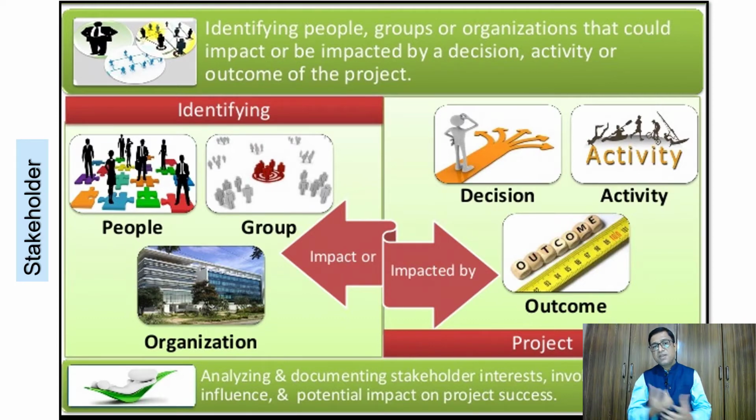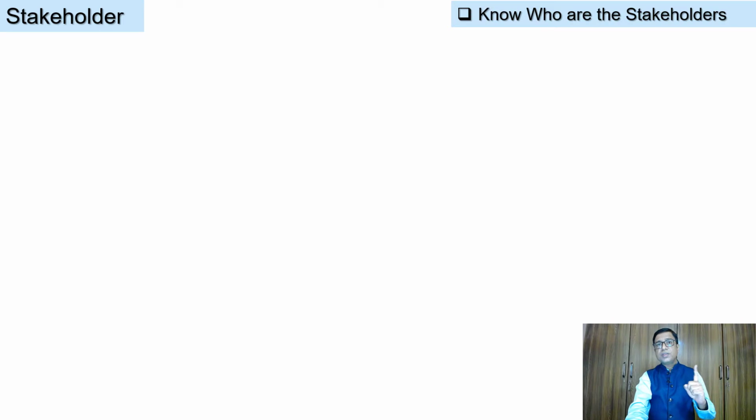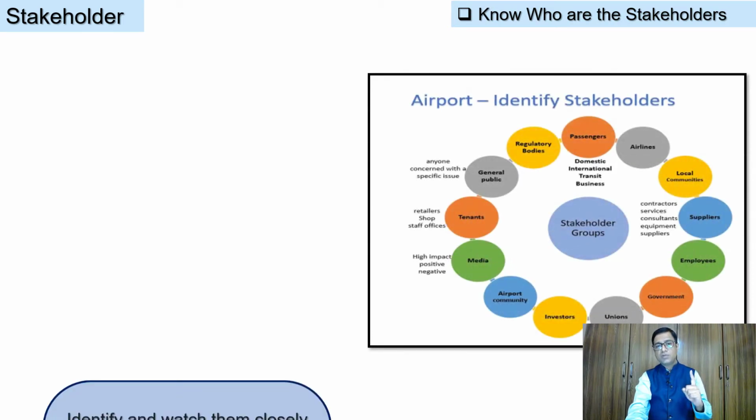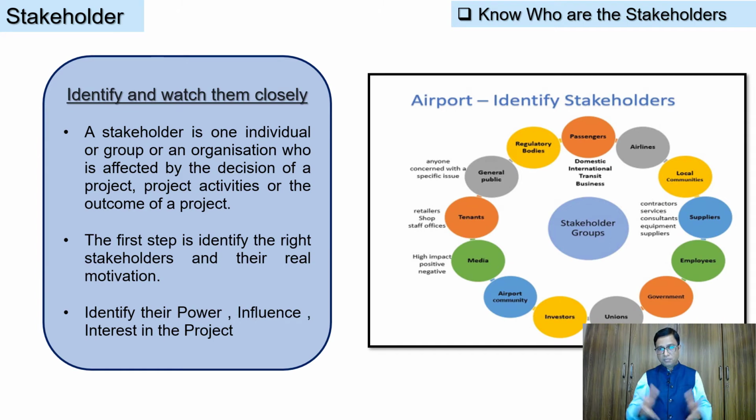So it is very important to identify these people, groups of people, and organizations which can impact any decision, activity or outcome of the project, or can get impacted by it. It's very important to identify them right at the beginning. So know who your stakeholders are. This is an example of an airport project. You can see that communities, unions, the general public, tenants, airliners and government agencies are all part of these stakeholders.